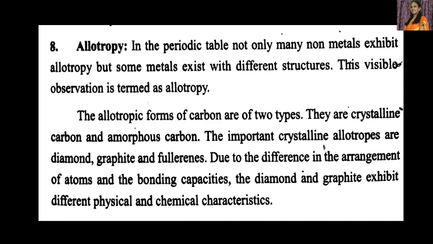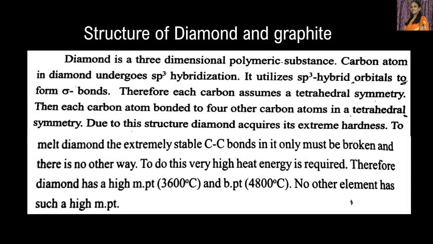Due to the difference in the arrangement of atoms and the bonding capacities, diamond and graphite exhibit different physical and chemical characteristics. So though they are crystalline allotropes, they have different chemical and physical properties due to the difference in the arrangement of carbon atoms. Now, let's discuss the structure of diamond and graphite. First of all, let's talk about diamond.